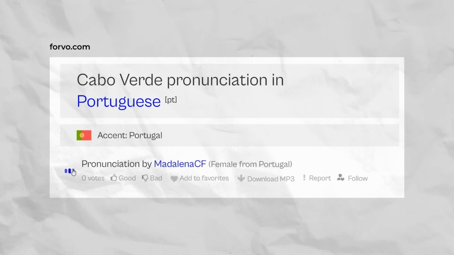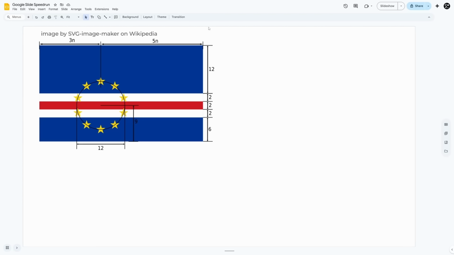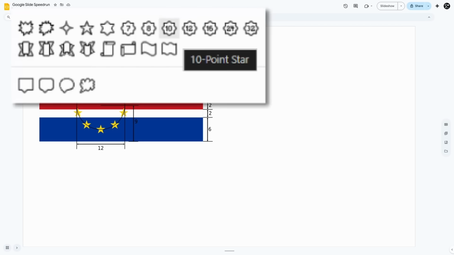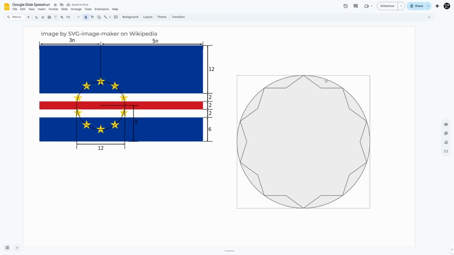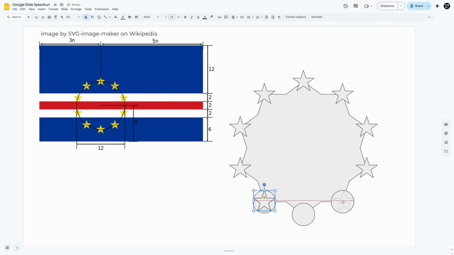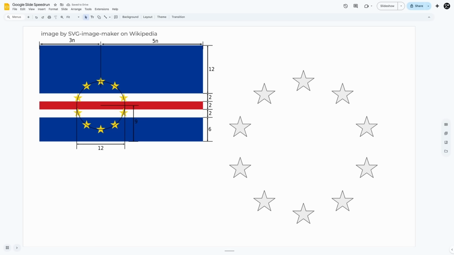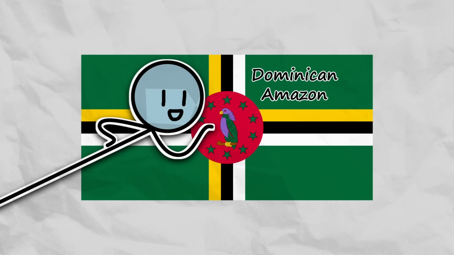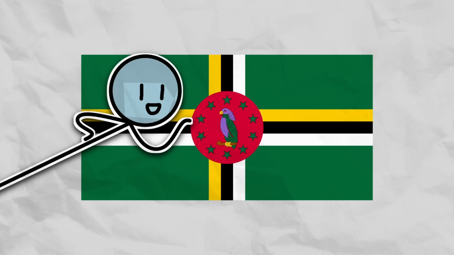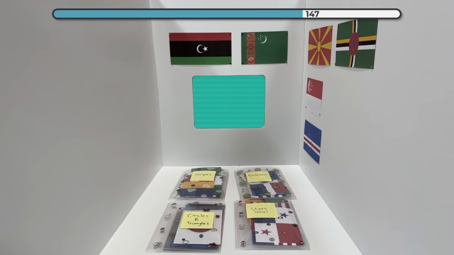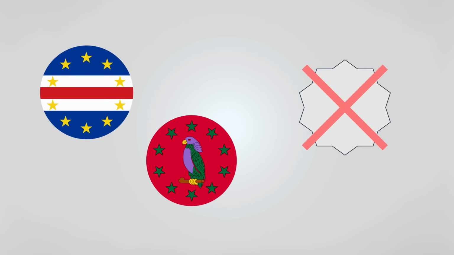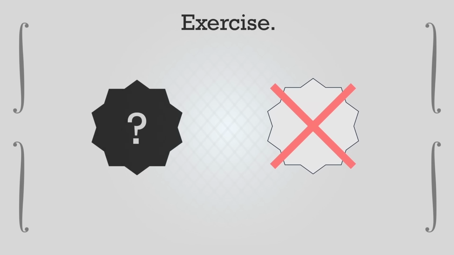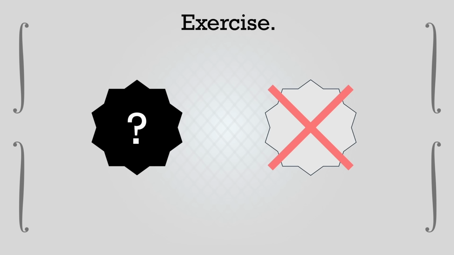Moving on. Cabo Verde. The stars in this flag are aligned in a decagon, but we do have a 10-point star, so it's actually fine. Draw a big circle, then an inscribed 10-point star, and then just 10 circles and stars. It's the same for the flag of Dominica. Ambiguous drawing plus 10 stars arranged in a decagon. Let us chime in for a bit. There's also a way to draw these without explicitly getting help from the 10-point star. A little exercise. Can you find a way to make a 10-point star without actually using the 10-point star?